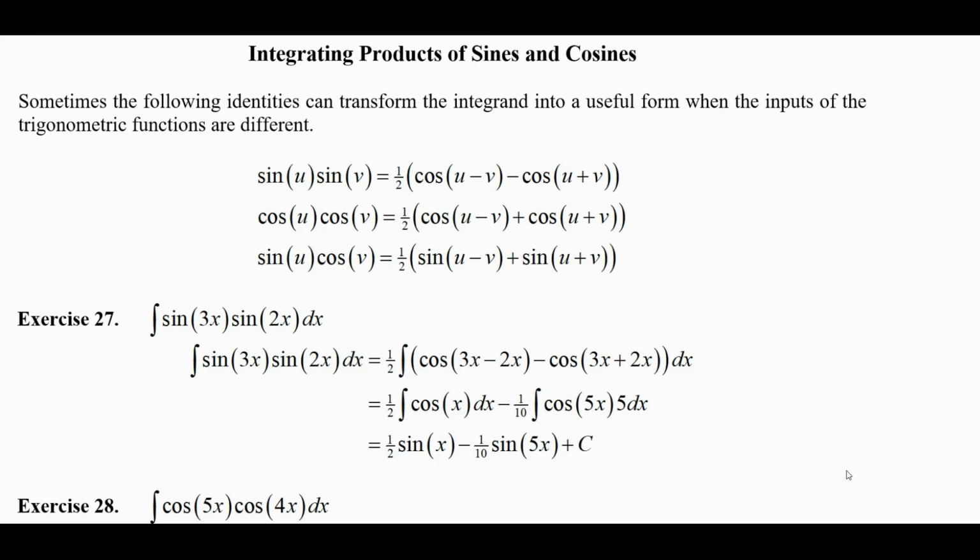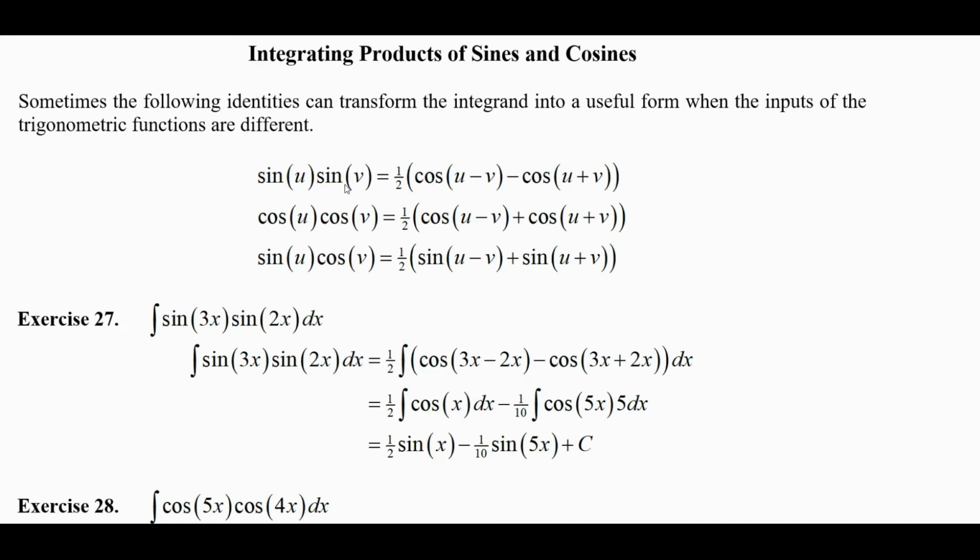Okay, let's look at another type of integral using some trigonometric identities. This one is where we have a sine times a cosine, or a sine times sine, or a cosine times cosine, but they have different arguments. And we can use these product-to-sum identities to help us out.